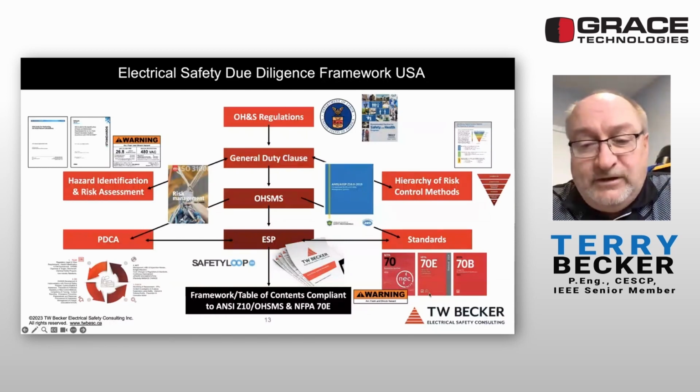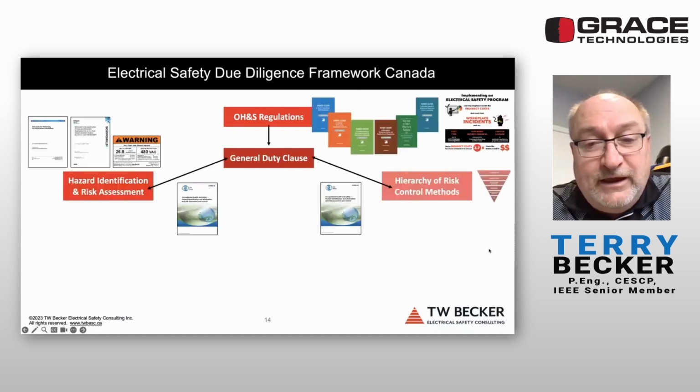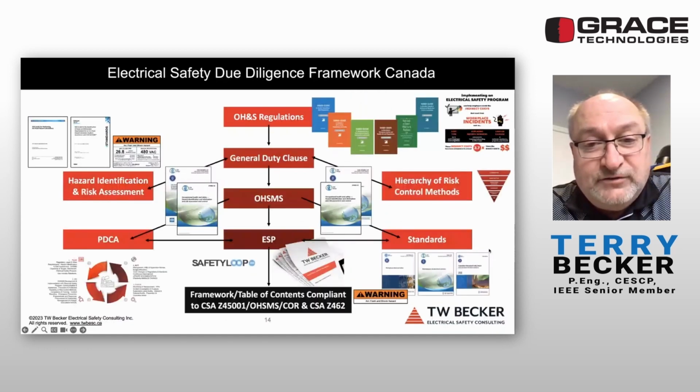Today we're talking about NFPA 70E, but obviously there's a relationship between NFPA 70, 70E, and 70B, and more specifically with the latest edition of 70B just published. It has a definite electrical safety requirement related to maintenance. Same due diligence framework for Canada, obviously OH&S regulations versus OSHA, and different standards, but we have the same trifecta.